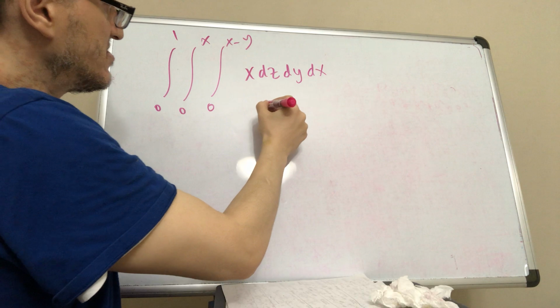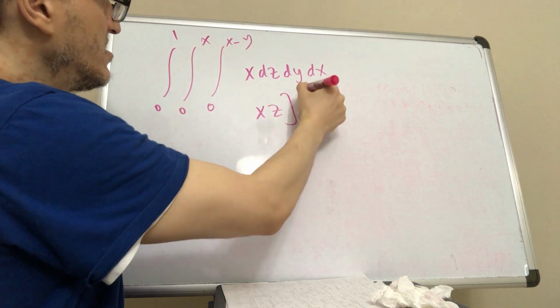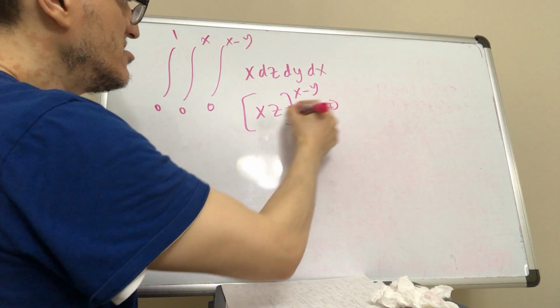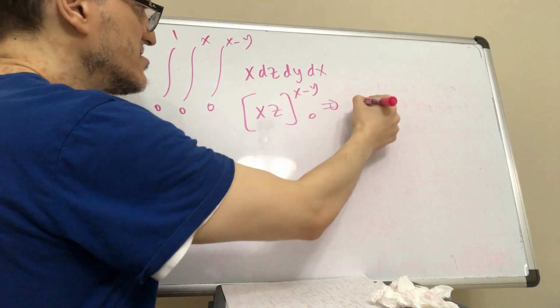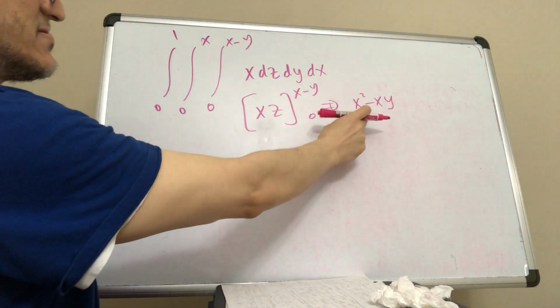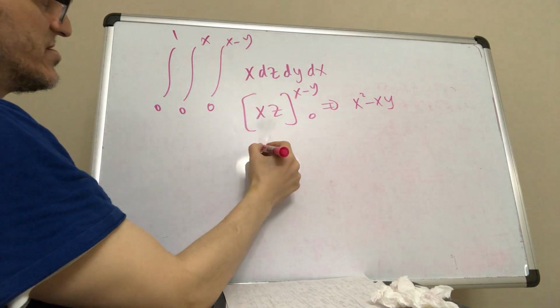The integral of this is xz. We need to plug in x minus y and 0. You plug x minus y into this, it gives you x squared minus xy minus 0. So that's the result for the first one.